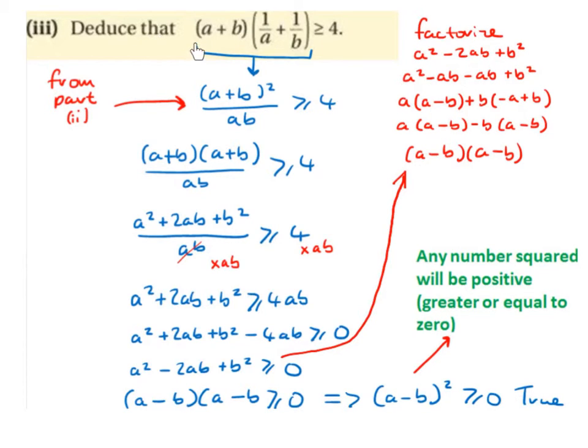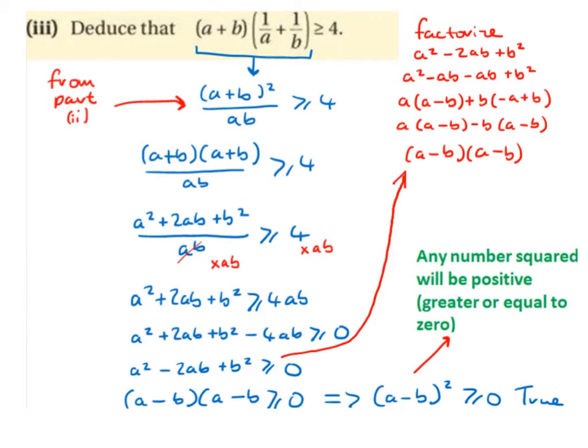Deduce that A plus B times 1 over A plus 1 over B is greater or equal to 4. So we can rewrite A plus B times 1 over A plus 1 over B as A plus B squared all over AB. So we got this from part 2. And we can let this be greater or equal to 4.